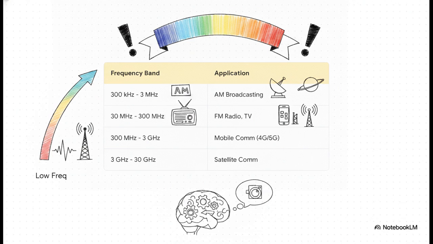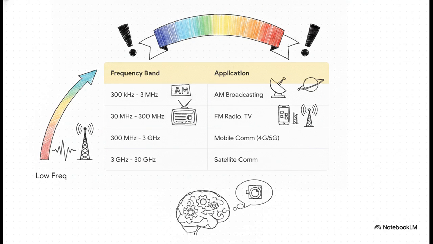The RF spectrum is a finite resource, capped essentially from 3 kilohertz to 300 gigahertz, and it's sliced up very strictly. Notice that AM broadcasting is way down in the lower frequencies, from 300 kilohertz to 3 megahertz. But FM radio and TV jump way up into the 30 to 300 megahertz range. Mixing up the AM and FM bands is literally the most common mistake here.